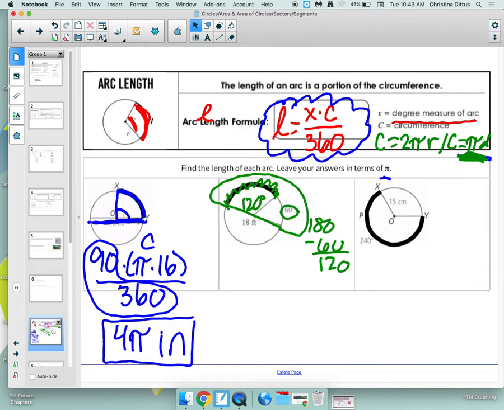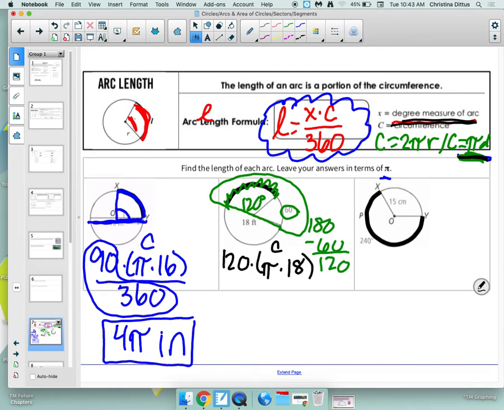From there, you're just throwing it into that formula. X is that degree measure, so take the 120 times our circumference. Again, we have our diameter, so we're going to use pi times d, and divide it by 360. 120 over 360 is 1/3, so a third of 18 gets me 6 pi feet.